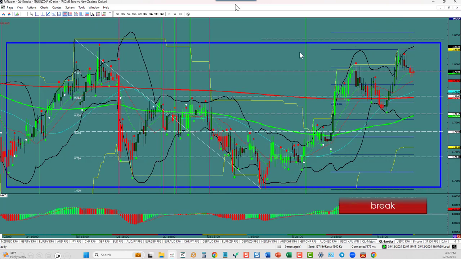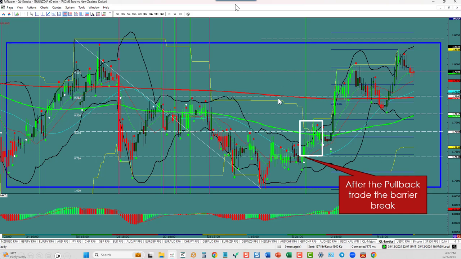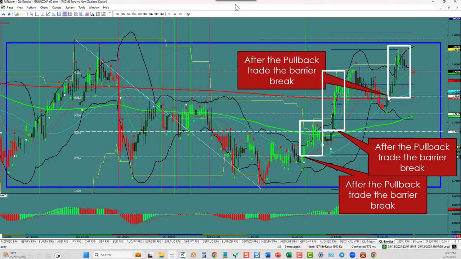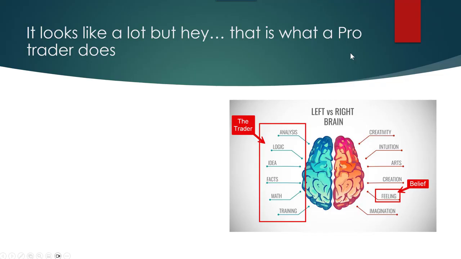Same thing over here, all right? After the pullback, right here, here's the pullback. Well, where do we go? Up. All right. After the pullback here, break the barrier, we go all the way up to the top here. Then we got another pullback over here. Break the barrier to the top, up we go. See that? Another pullback here. Pullback's behind me. If they decide to do the double top, there's the wide open space. You see? So it looks like a lot, but hey, this is what a pro trader does.